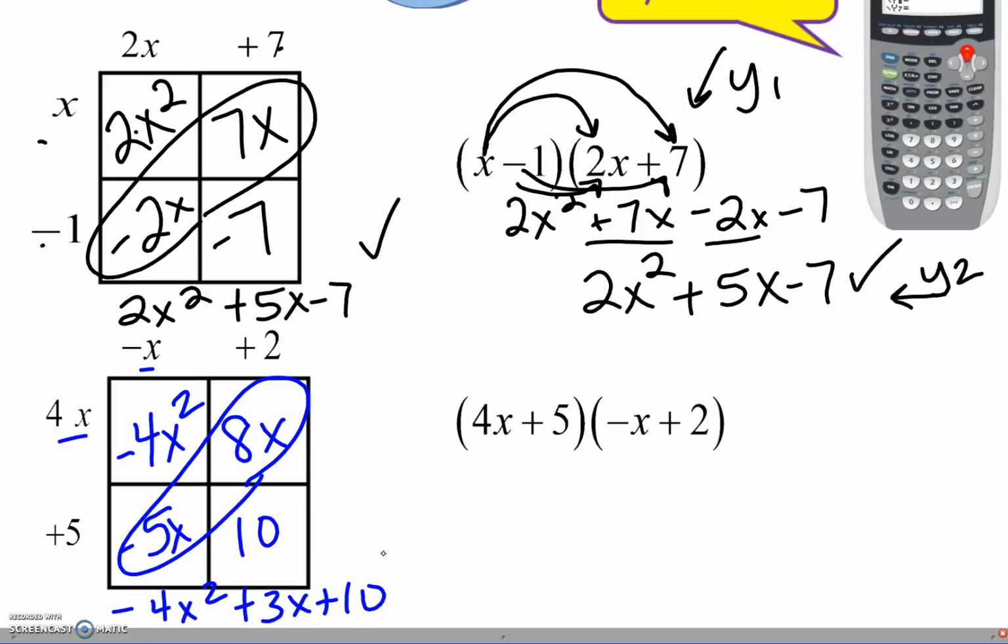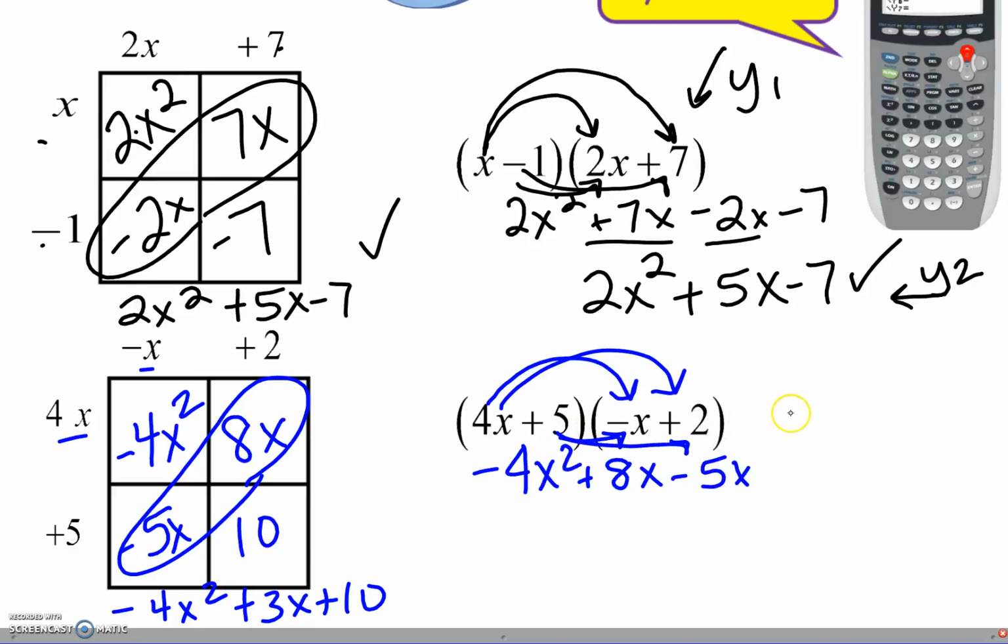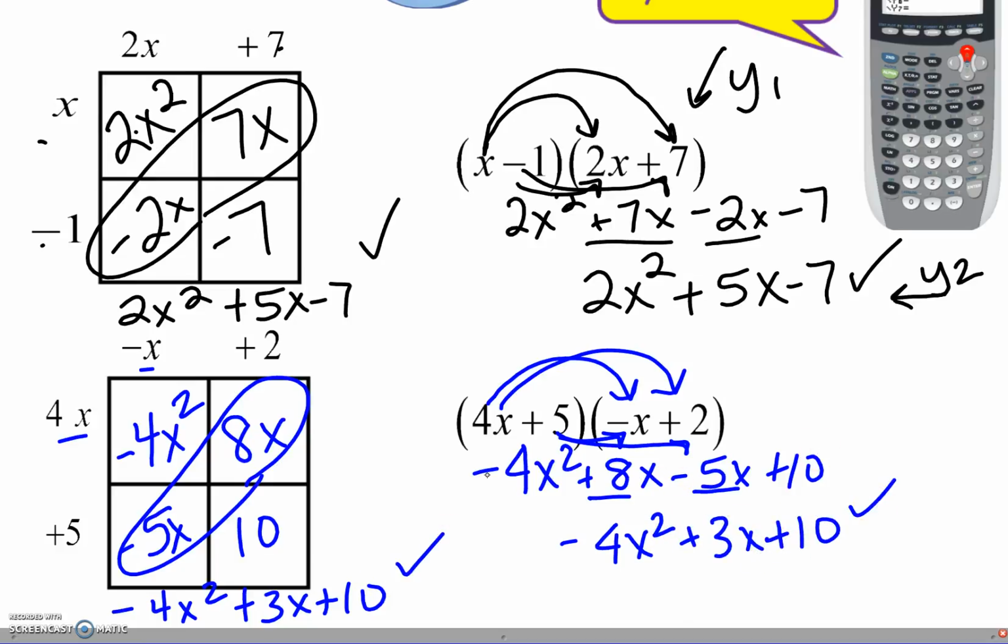Now let's see if we get the same answer when we FOIL. So do your firsts. 4x times negative x is negative 4x squared. 4x times 2 is plus 8x. 5 times negative x is negative 5x. And 5 times 2 is 10. Firsts, outsides, insides, lasts. Combine like terms, you get negative 4x squared plus 3x plus 10, and they check out.